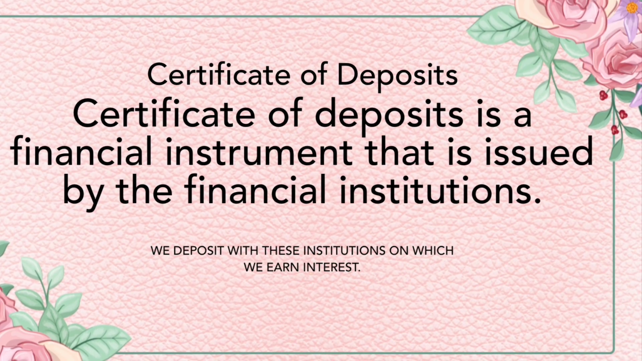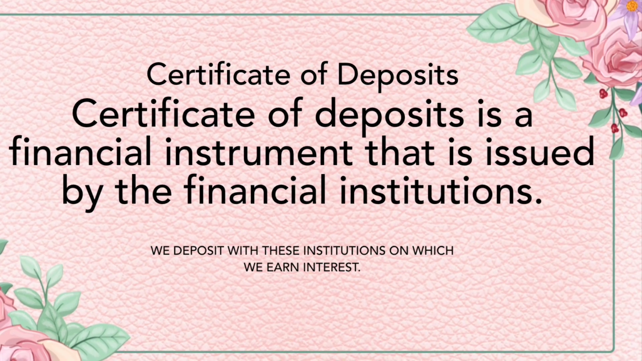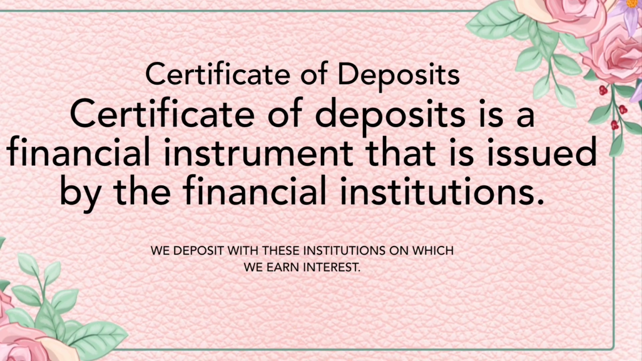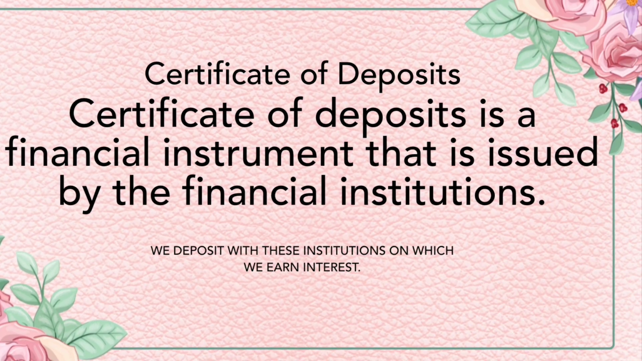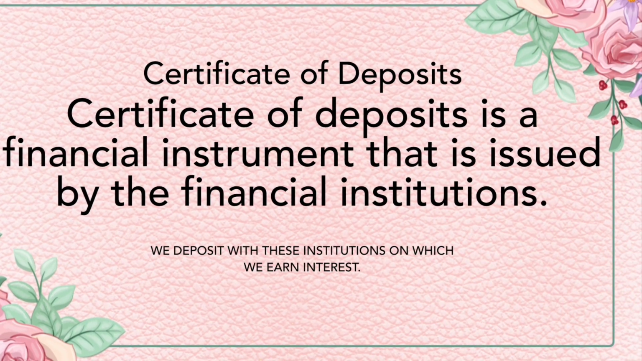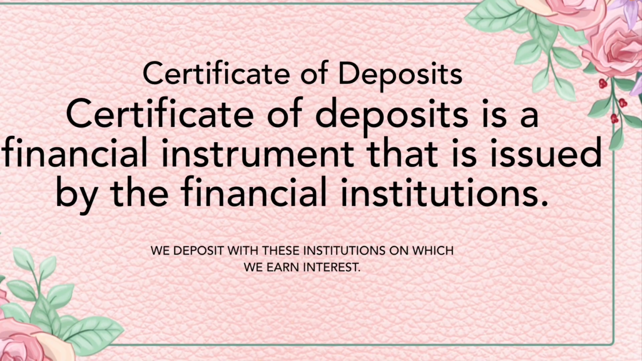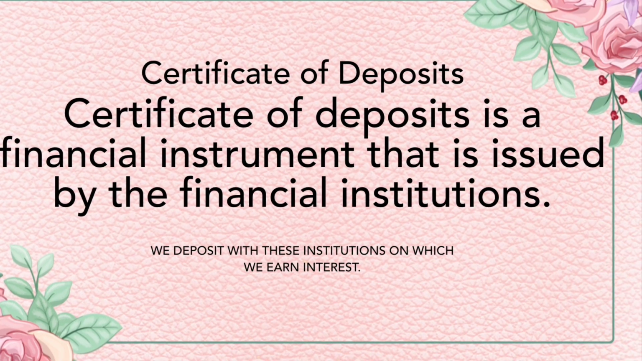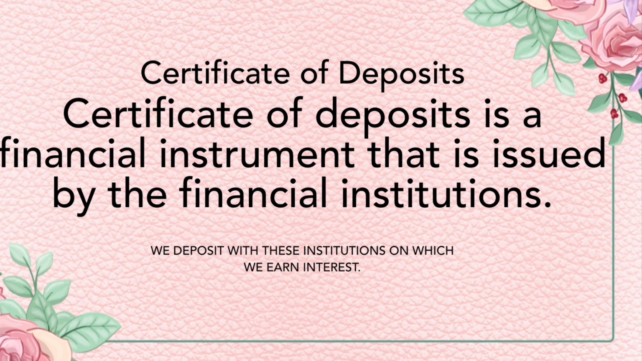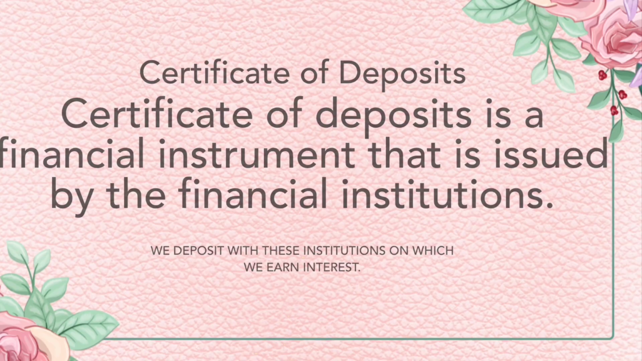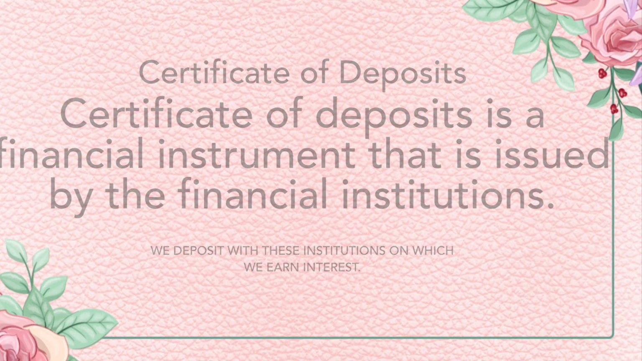Now, what are financial institutions? Banks are financial institutions. Besides this, there are so many financial institutions that provide loans in case of requirement. It's a kind of deposit fund that we deposit with these institutions on which we earn interest. Now, if we are earning interest, what is the difference between a certificate of deposit and a savings account? In this type of fund, we cannot withdraw the money, otherwise a penalty will be imposed. These are deposited for a fixed time period on which we can earn interest.